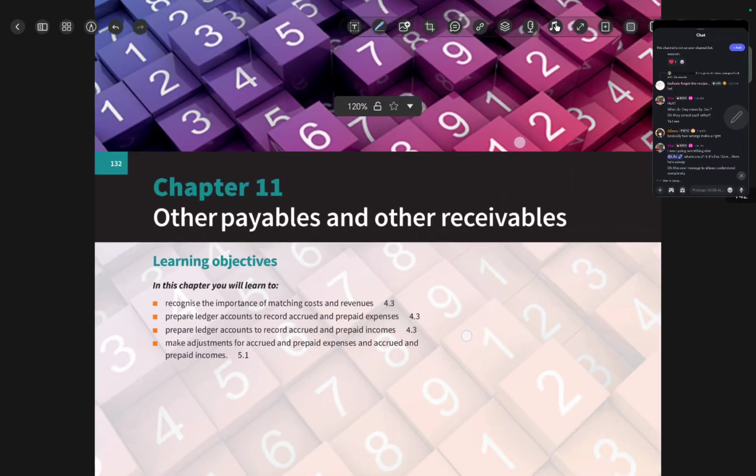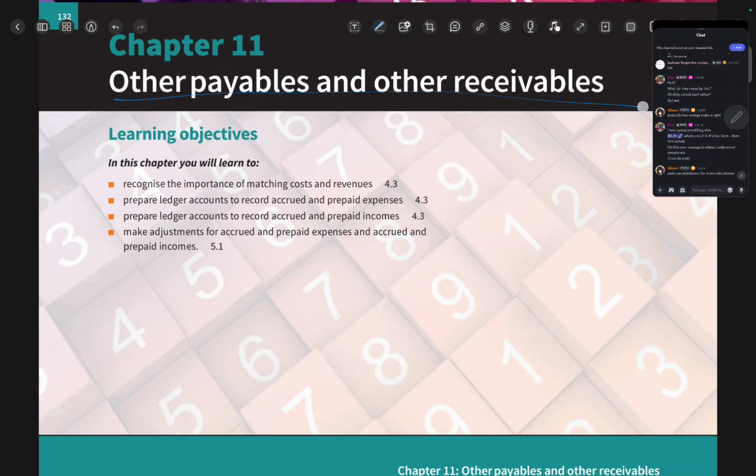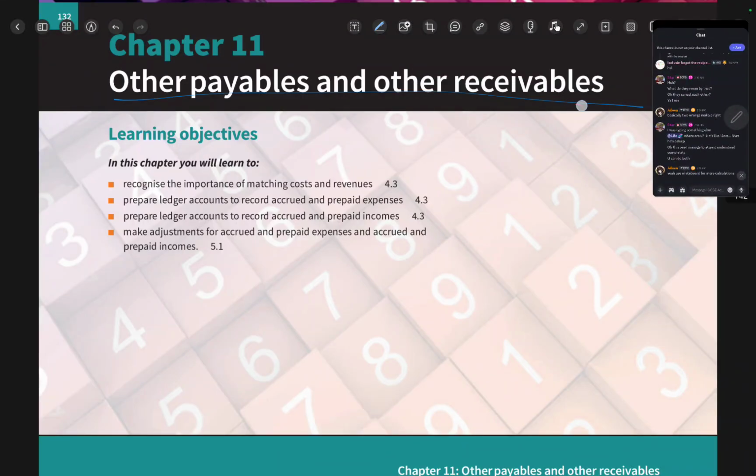All right, so this is other payables and other receivables. We're gonna learn about matching costs and revenues. What was matching costs and revenues? This was basically the matching principle, which was matching costs against the same year the revenue was earned and that kind of stuff. So even when we were discussing the matching principle, I told you that it has a lot to do with this chapter, in fact. So today we're going to see what it has to do and we're going to understand it.